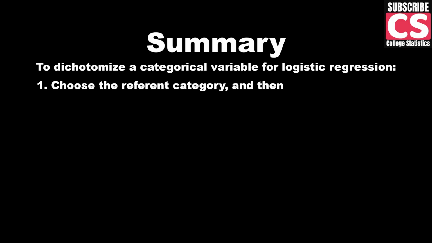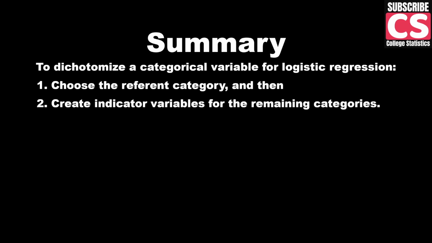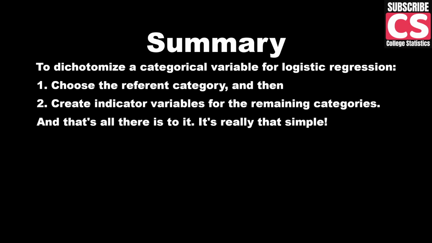Summary. In order to dichotomize a categorical variable for logistic regression, 1. Choose the referent category, and then 2. create indicator variables for the remaining categories. And that's all there is to it. It's really that simple.